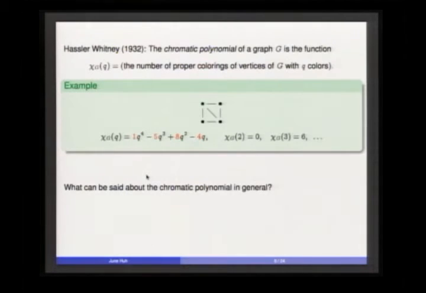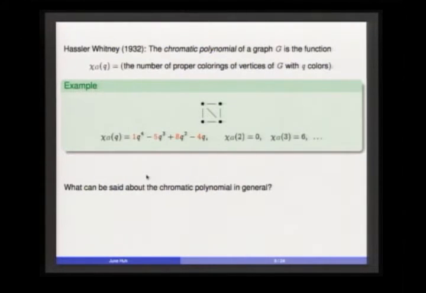So this may be one example. If you want to know in how many different ways you can color that graph using two colors, what you do is plug in q equals 2 to that polynomial. And you see the value 0. So you know that you cannot color that graph using two colors.